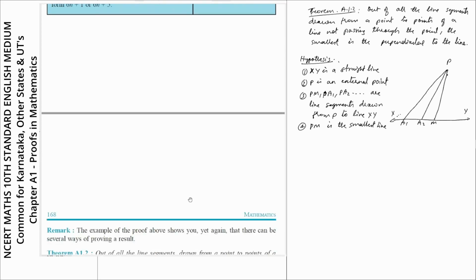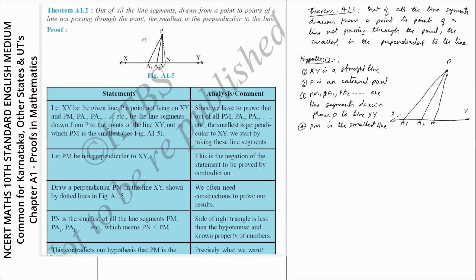Next in the textbook is Theorem A 1.2. Out of all the line segments drawn from a point to a point of a line passing through the point, the smallest is the perpendicular to the line. You have already studied this theorem in your previous classes. Now consider this line xy. The xy is a straight line and P is an external point. From point P, I will draw lines like PM, PA1, PA2, and many more lines. Only 3 lines I have shown, but there are a lot of lines. Now the smallest line is PM, and I should prove that the smallest line is perpendicular to line xy. That's the meaning of this theorem.